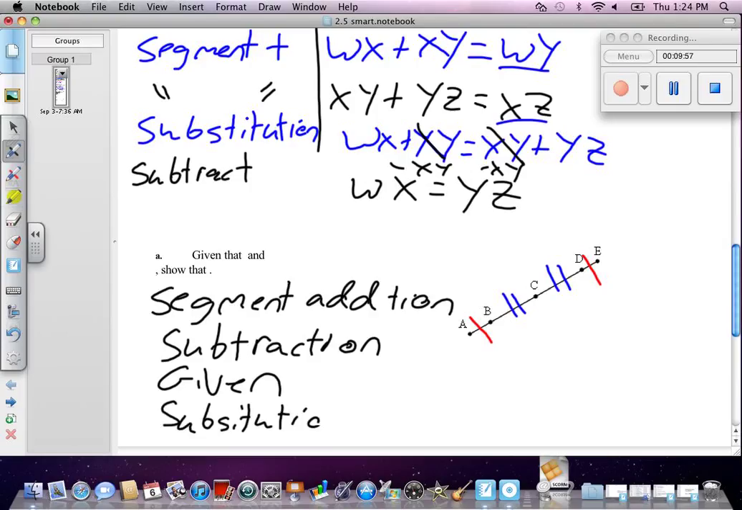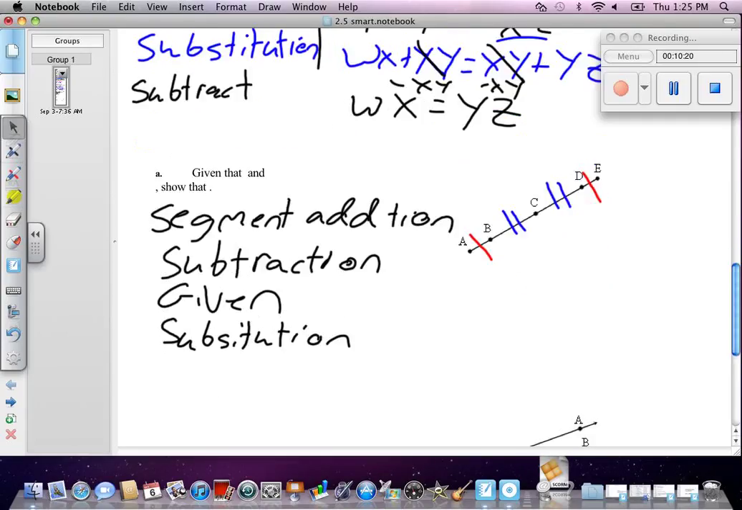So if you're having trouble with proofs, the first thing you should probably do is write down all the things you know. Okay, that's the given. Then you might want to list things that you might have to use. Let's turn it over on the back and we'll try another one.